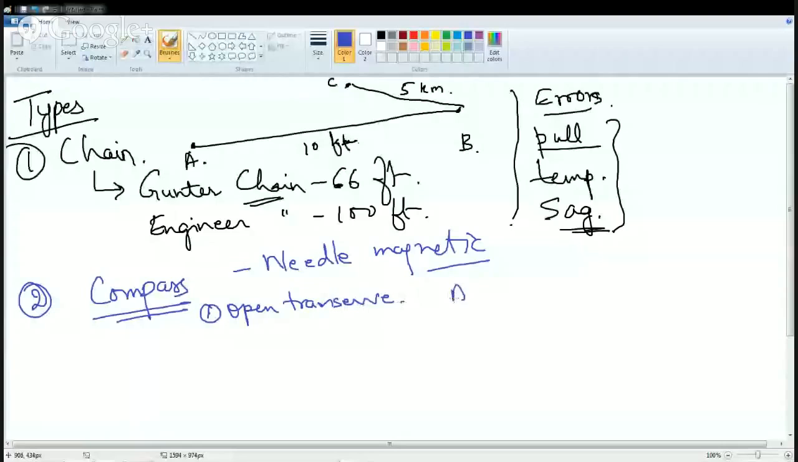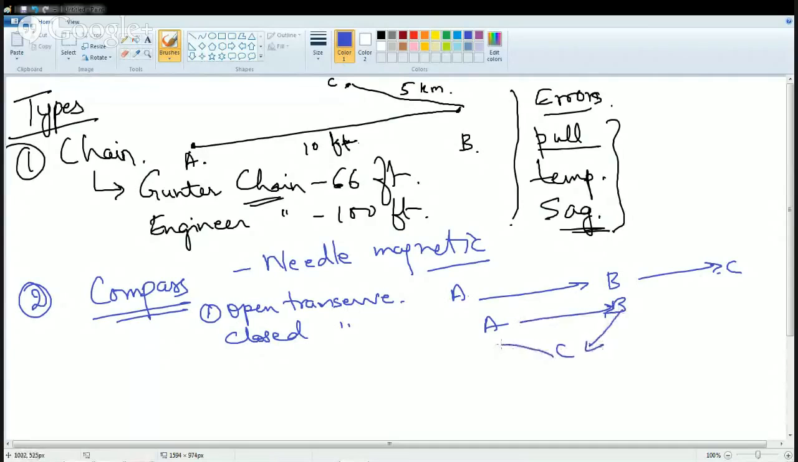In open traverses, you have point A, you have point B, and you have point C. So from A to B and B to C you are measuring. Then you have closed traverses. You have point A, B, and C. So you are measuring A to B, B to C, and then C to A. That's a kind of closed loop.